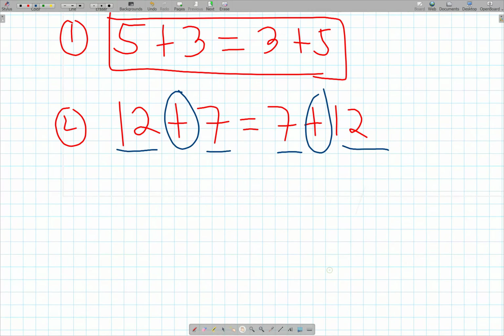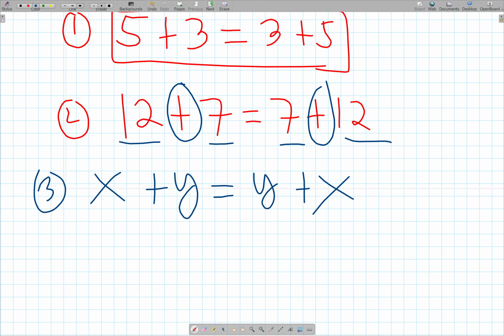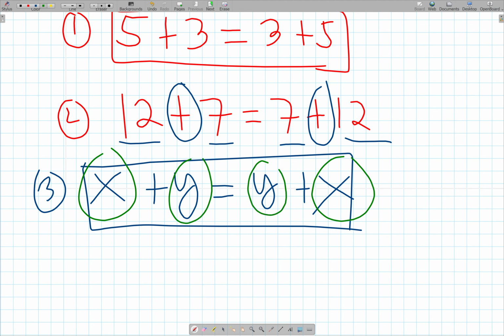Another one, no? Let's say, letter na naman, no? X plus Y, of course, equals Y plus X. Okay, so that is still commutative property of addition. Bakit? Nandito ang X, diba? Nandito din ang X. Nandito ang Y. Nandito din ang Y. O yung plus natin, so, ang tawag dito class ay commutative property of addition.